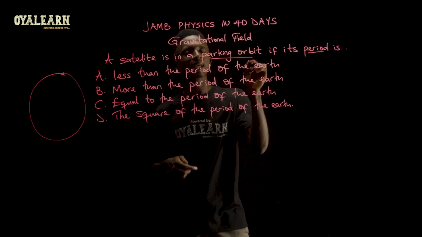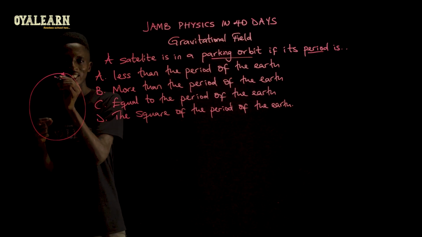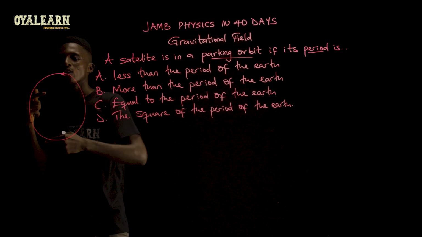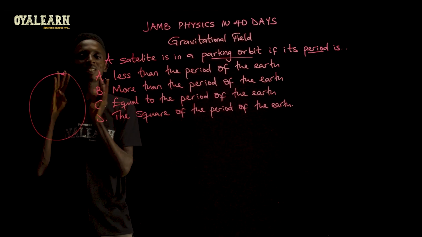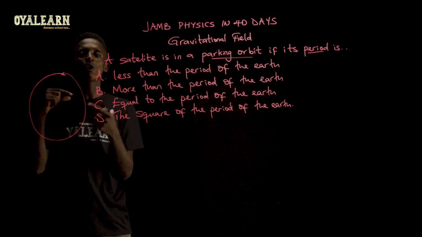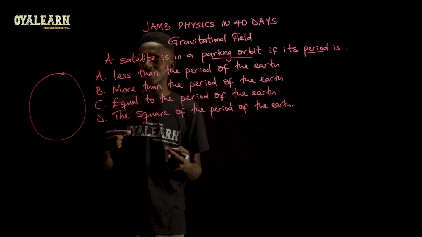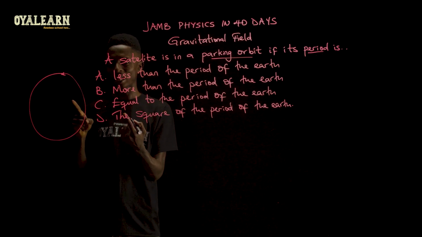And then when we say parking orbit, this is a temporary orbit that a satellite stays in before it can then launch to continue its mission. So it is a temporary stable orbit for a satellite to stay in. And when they are there, they are under the influence of Earth's gravity. So they tend to follow the Earth as it rotates about its own axis.